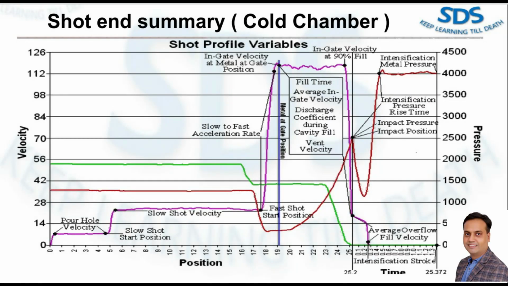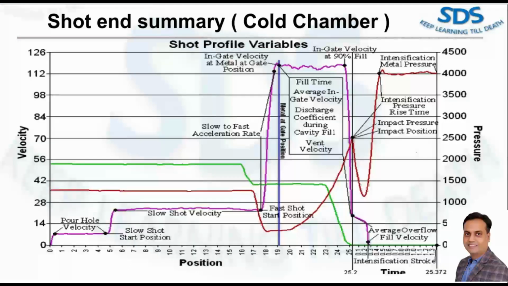Moving on to the slow shot start position, it is reflected in the initial position of the curve before the rapid rise. The accuracy of the slow shot start position is crucial to achieving proper metal flow and preventing defects. A precise positioning of the shot start results in a smooth and consistent curve at the beginning.